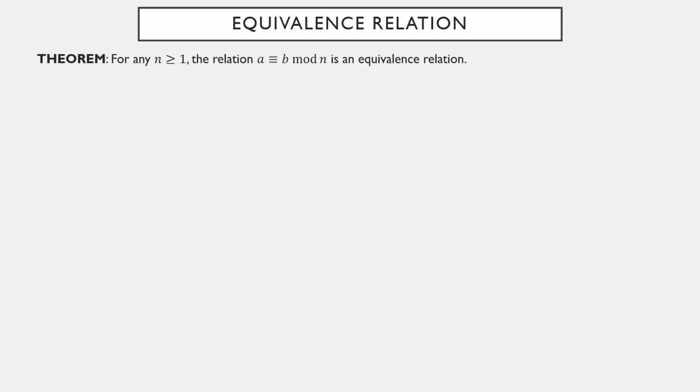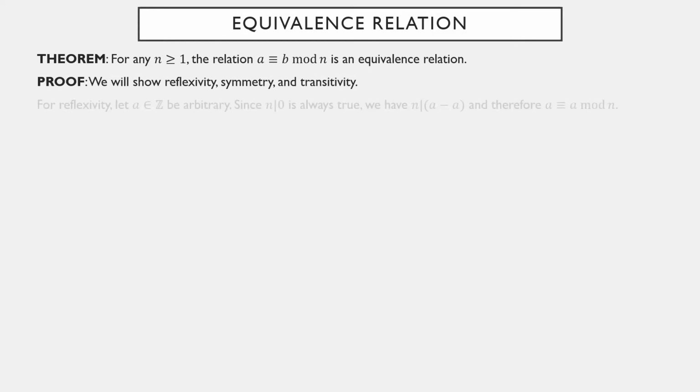Well, if we're going to be using the equivalence sign, hopefully this is an equivalence relation. So let's show that now. If n is a fixed positive integer, then a ≡ b modulo n, as defined previously, is in fact an equivalence relation. So we need to show this is reflexive, symmetric, and transitive.